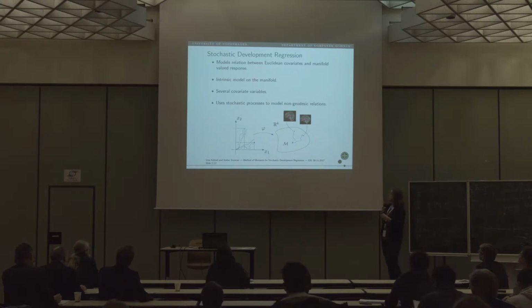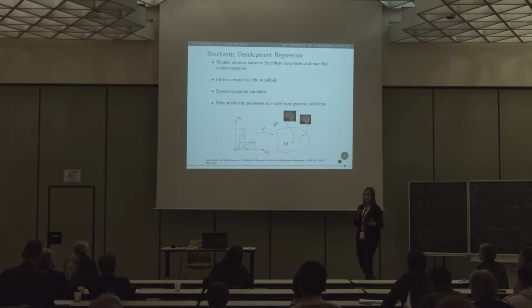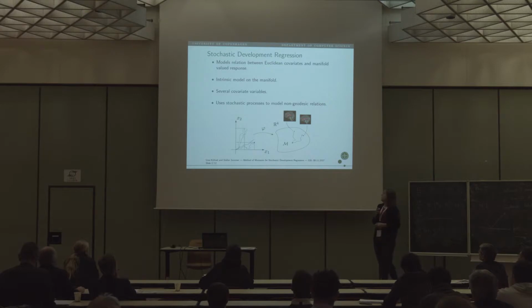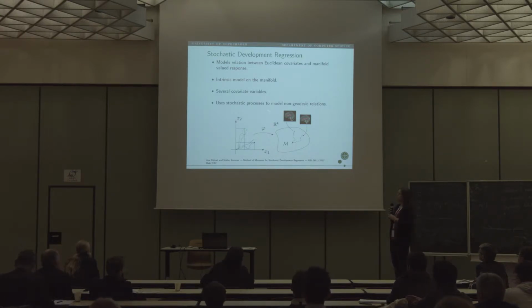So our goal is to model relationships between Euclidean covariate variables and a manifold valued response. This has been done by a lot of people, like geodesic regression, kernel-based methods. But what we want to do is to define an intrinsic model that does not do any linearization of the manifold. We would like to have a model which includes several covariate variables, and the way we do this is by defining the model by stochastic processes, and therefore it can also model non-geodesic relationships between these two variables.